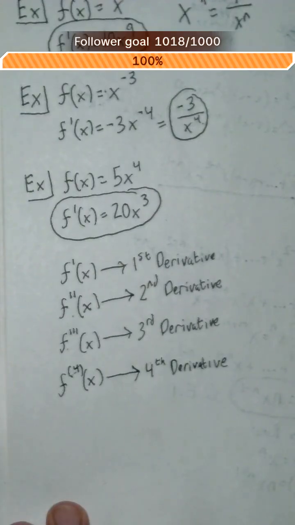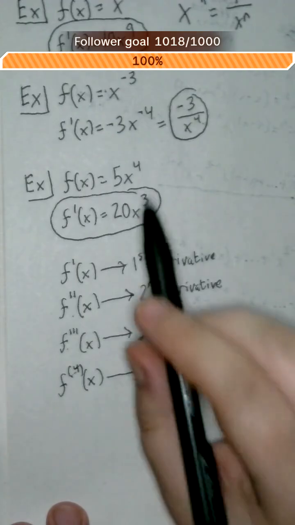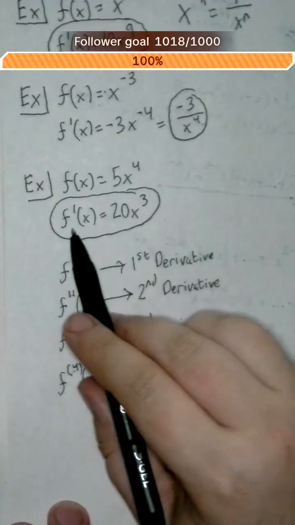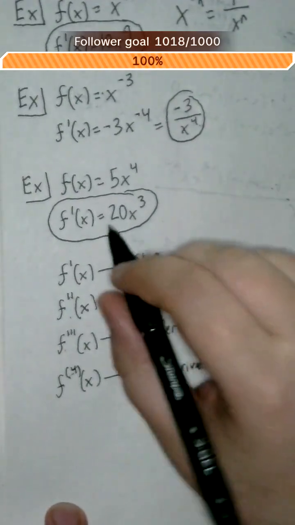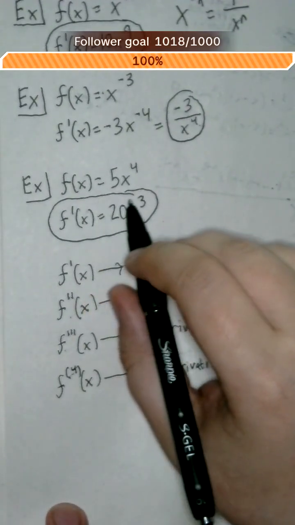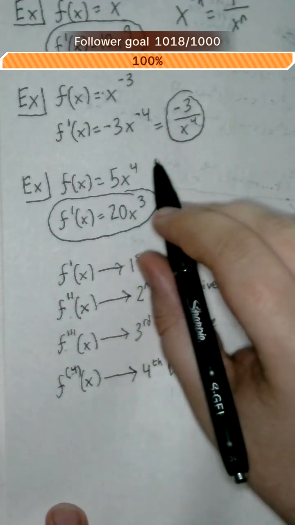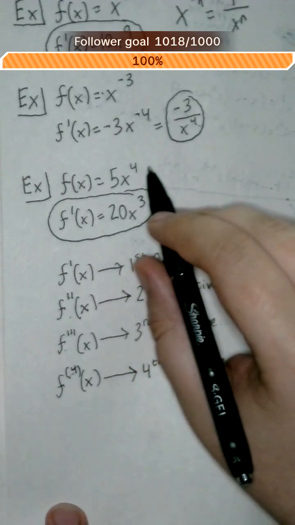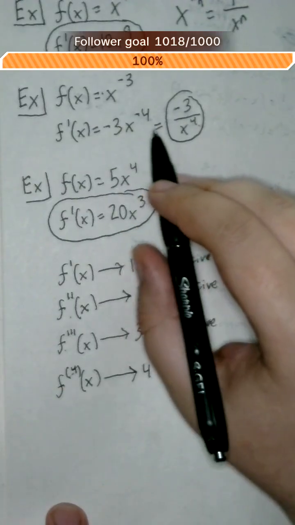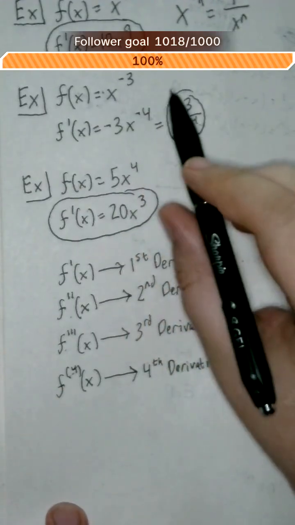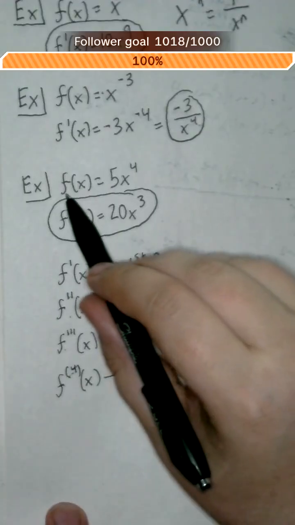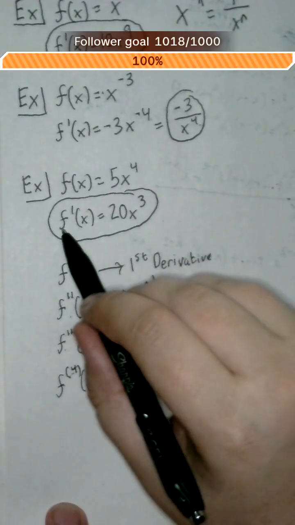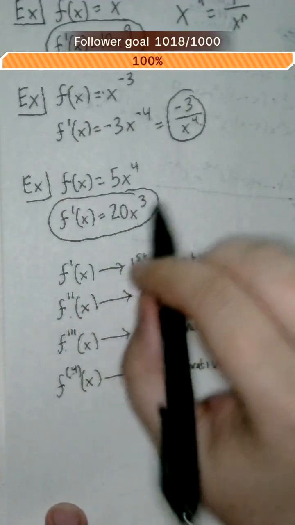How do I find the third derivative? Good question. Let's do it for this one. In order to take the third derivative, I have to have the second derivative. And in order to have the second derivative, I need to have the first derivative. And in order to have the first derivative, I need to have the original function. So here's my original function. The first derivative is 20x cubed.